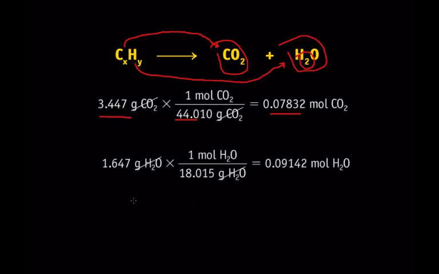Now let's look at the water. We captured 1.647 grams of water. We know its molar mass. And so we calculate the number of moles of water, 0.09142 moles of water that were collected in our experiment. And here's the important point again. All of the hydrogens that were in the original compound are now in this water that we captured in the experiment. Okay, now we can begin to work out the empirical formula.